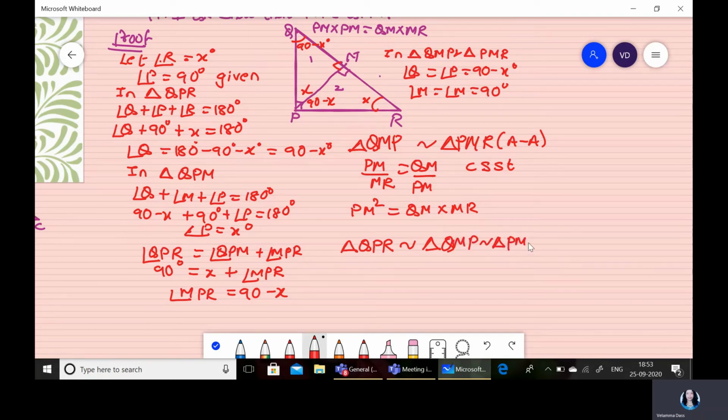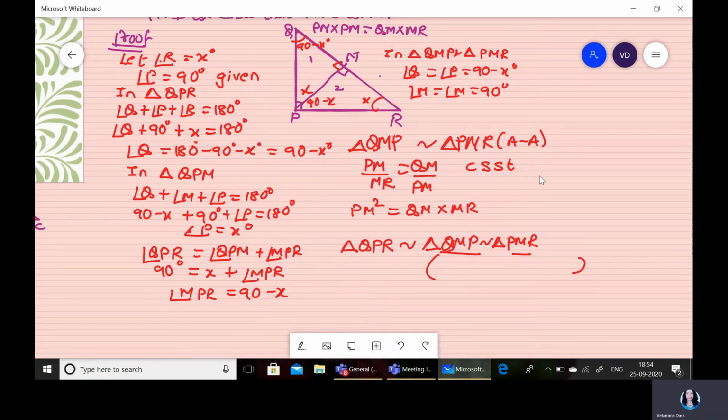so QMP is similar to triangle PMR. Here you can write the reason that if a perpendicular is drawn from the vertex of a right angle triangle to the hypotenuse, the triangles that are formed on either side are similar to each other. And using this directly, we can prove it. That is for 2 marks. For 3 marks, I have shown a lengthy procedure to show how we can find correspondence. If you don't understand this, you can also find it orally: if this is x, this total is 90, so this will be 90 minus x. You can assume anything as x and find the other one.